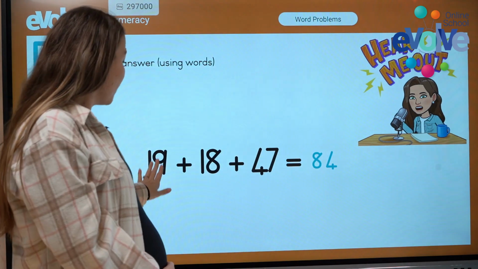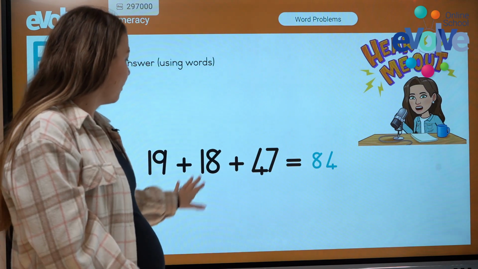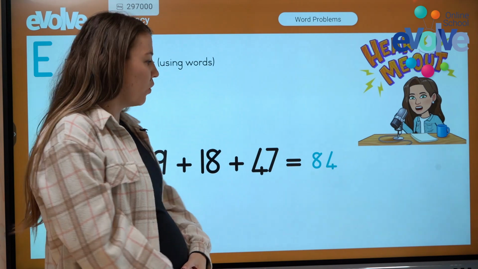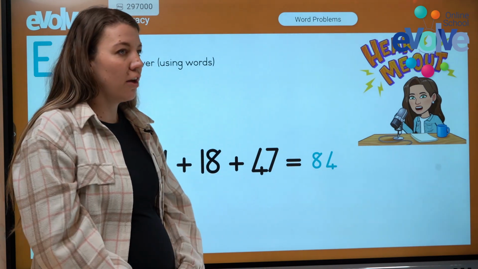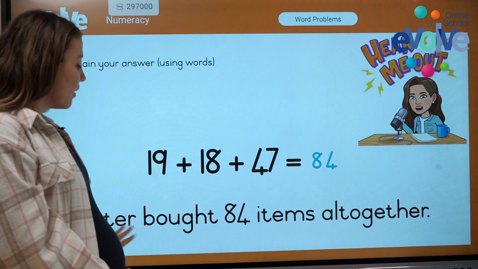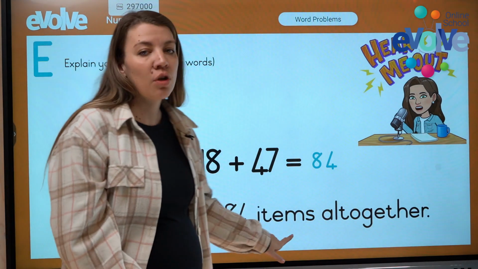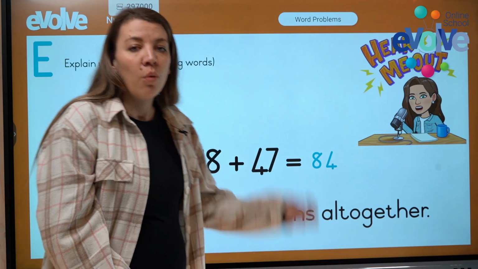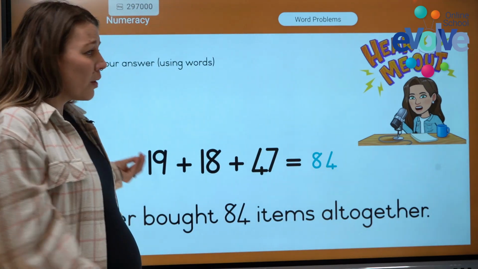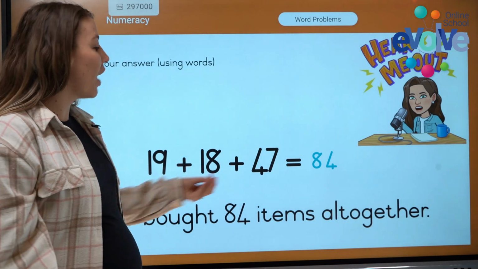All right, so we've worked out 19 plus 18 plus 47 gives us 84. But we need to explain that answer. We need to answer that question. Peter bought 84 items all together. We've used words to describe or to explain that after we went to the shop, we had 84 items all together.